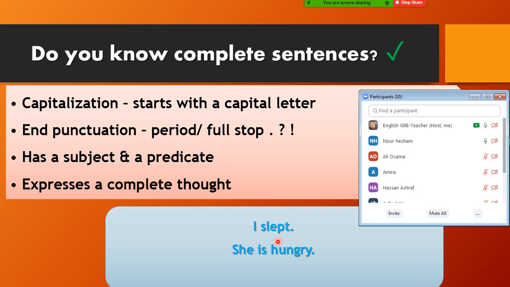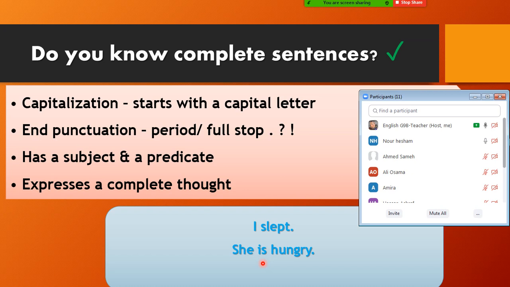"She's hungry." She is the subject because this is the doer of the action or the one that we are describing. But "she" here is a pronoun, not a noun, because I'm not mentioning a name or a noun here. We call it a subject pronoun. Why? Because it came in the position of the subject. Got it?